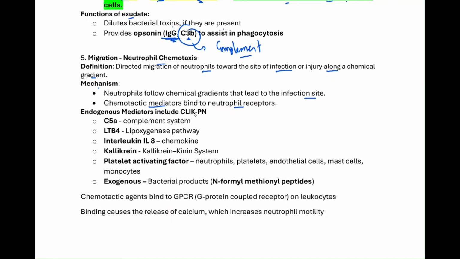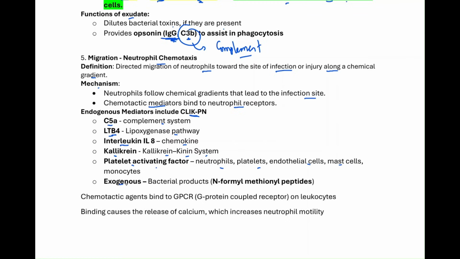And we have a great mnemonic to be able to remember them. That's CLIK-PN. So what does C stand for? C is C5a from the complement system. L is LTB4 from the lipoxygenase pathway. I is interleukin 8, which is part of the chemokines. K is kallikrein from the kallikrein-kinin system. P is platelet-activating factor, which is produced from neutrophils, platelets, endothelial cells, mast cells, and monocytes.